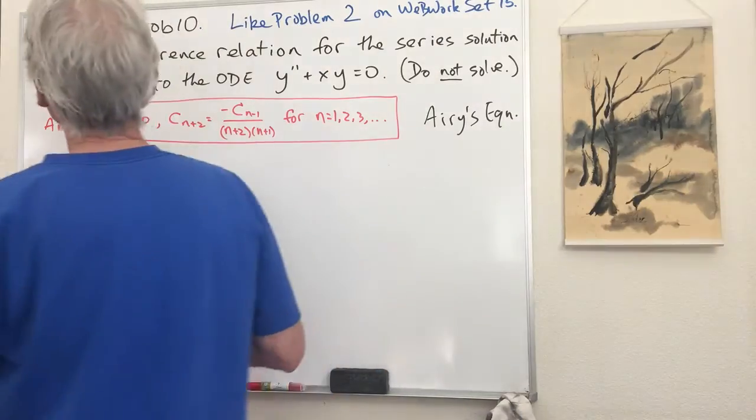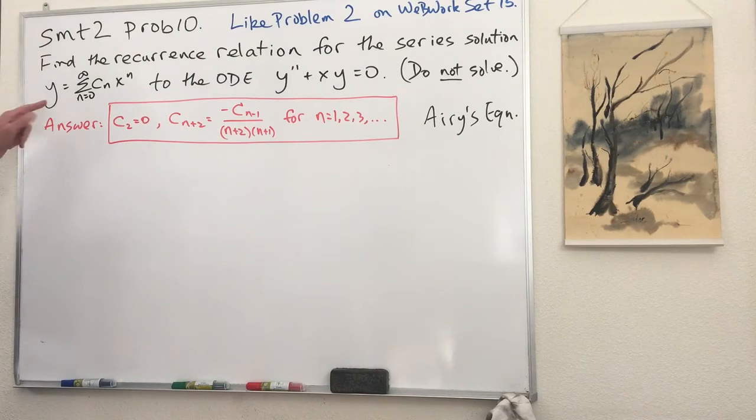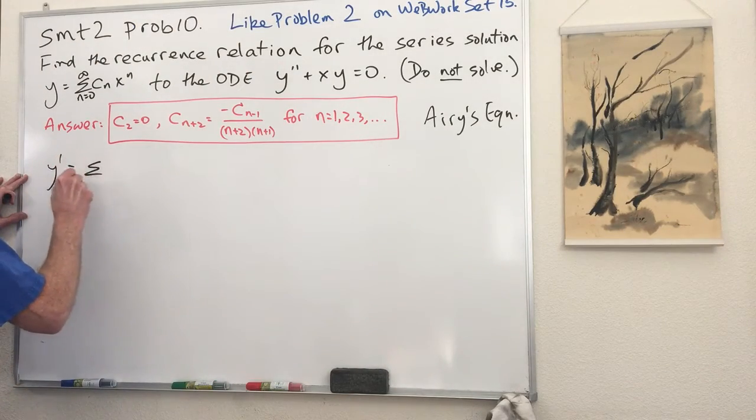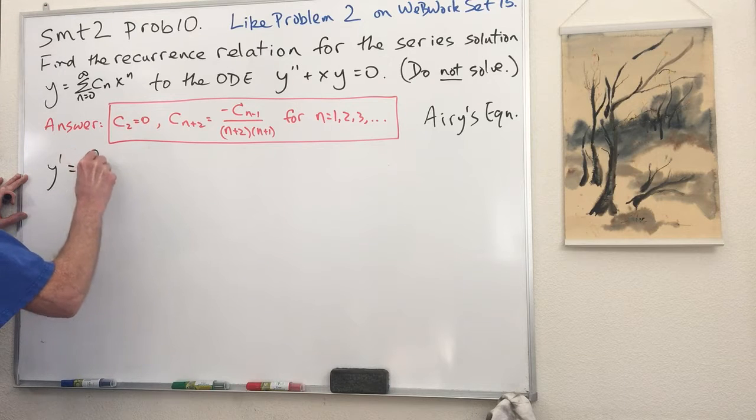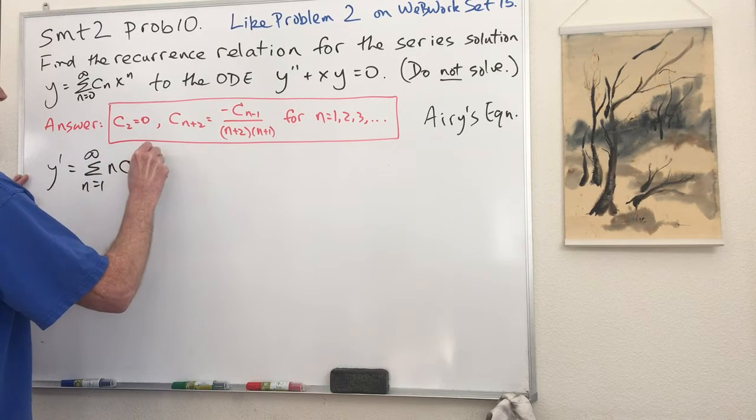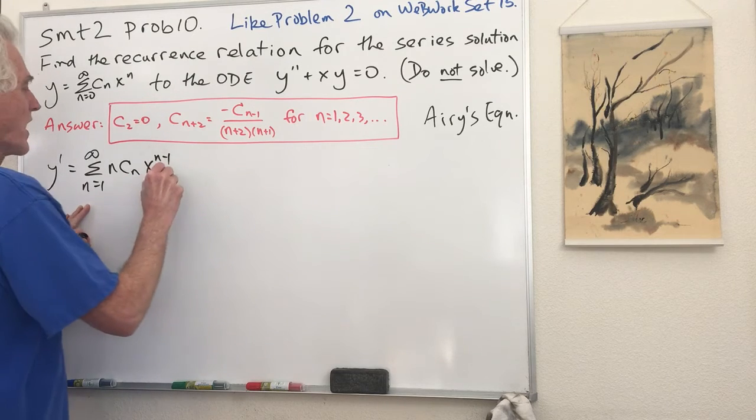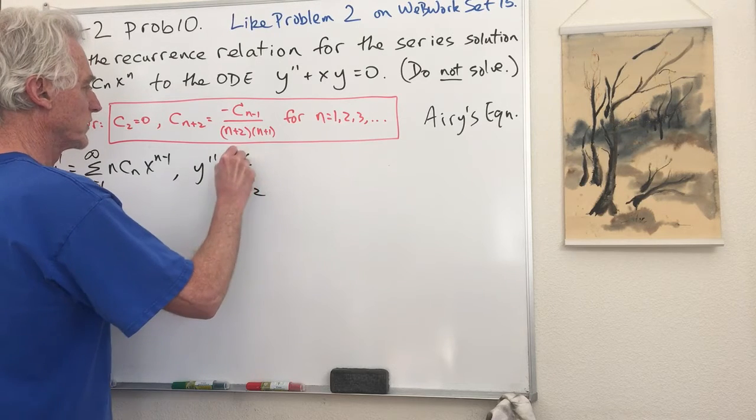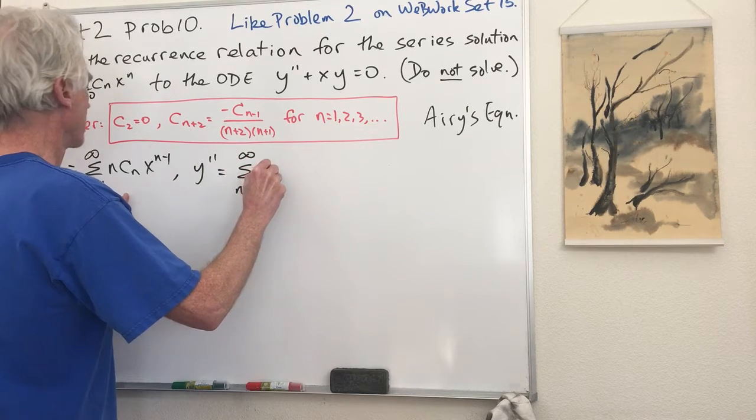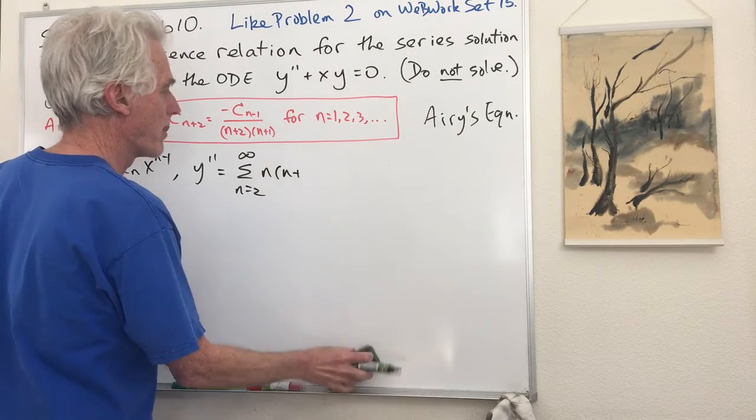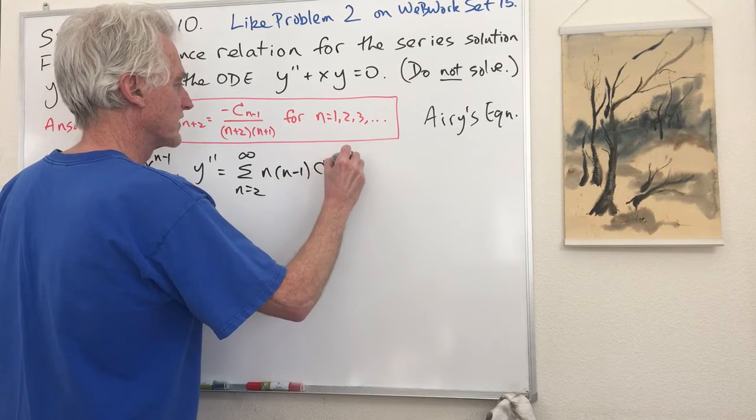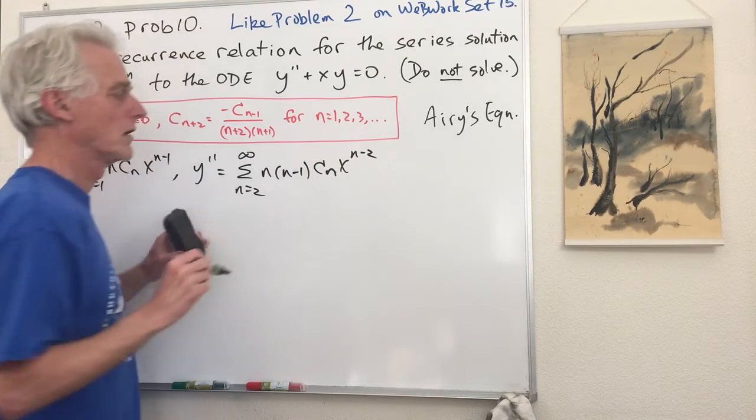Okay, so let's jump in and plug this y function in. y prime is the sum from n equals 1 to infinity of n cn x to the n minus 1. And y double prime is the sum from n equals 2 to infinity of n times n minus 1 cn x to the n minus 2.